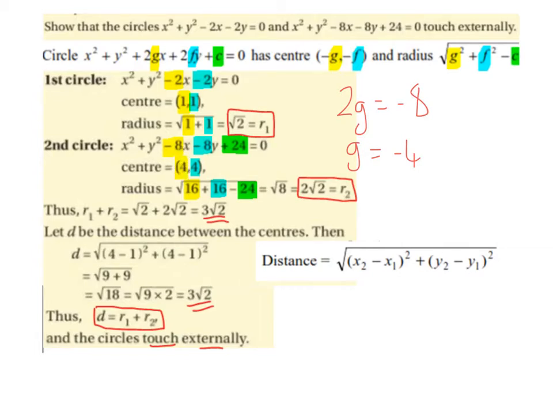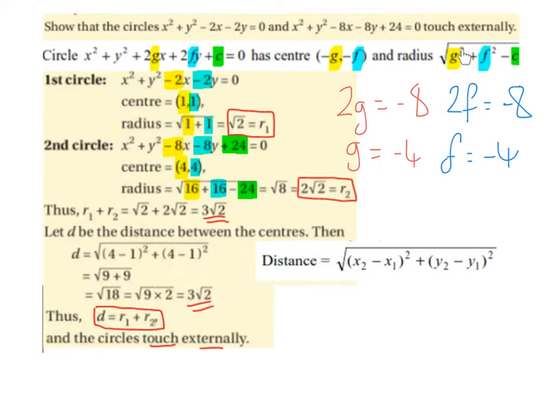Now we do the same with the coefficient of y in the formula and the equation. We're going to let 2f equal minus 8. So 2f is equal to minus 8, so f is equal to minus 4. So our centre is going to be minus f, and since f is minus 4, we're going to have minus minus 4, which is plus 4. So the y value of the centre of our circle is also 4. So the centre of circle 2 is 4, 4.